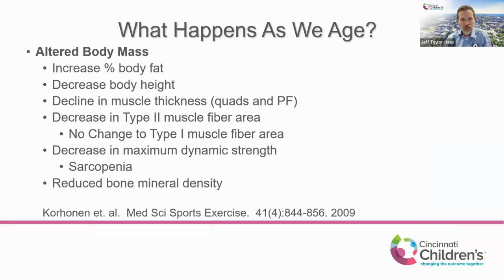And why is that? Well, here's the depressing slide. As we age, we get fatter and shorter, and we get weaker. And where do we lose our muscle mass? We'll see this in a minute, but our quads and gastrocs. And we primarily lose our type 2 muscle fibers more so than our type 1s. And we know type 2 are used in sprinting and power activities. We do also have a reduction in maximal dynamic strength due to sarcopenia. And as we age, our bone mineral density tends to decrease as well.